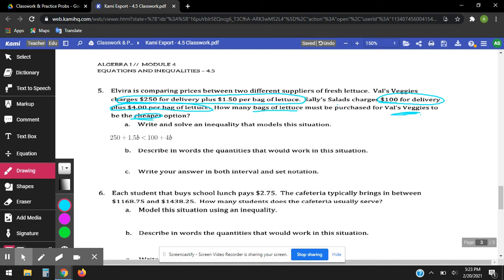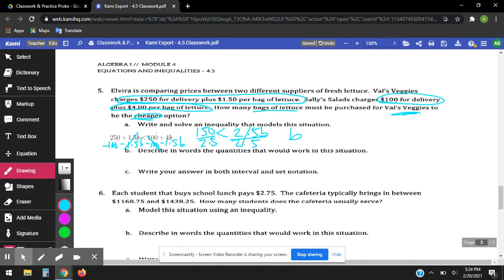All right, so let's look here. We need to get all the B's on one side and all the numbers on the other side. So I'm going to subtract 1.5B from both sides. And I'm also going to subtract 100 from both sides. I'm going to do this in one shot. 250 minus 100 is 150. Those two cancel, and 100 minus 100 cancels. 4 minus 1.5 is 2.5B. From here, I need to divide by 2.5.